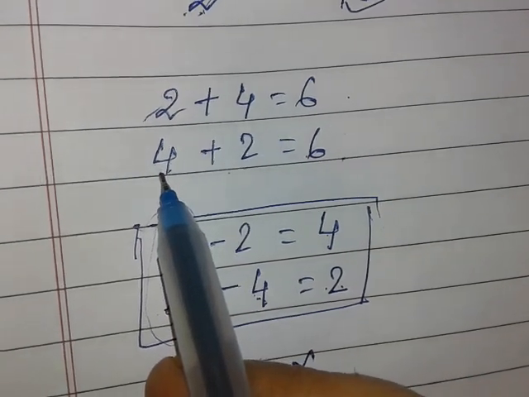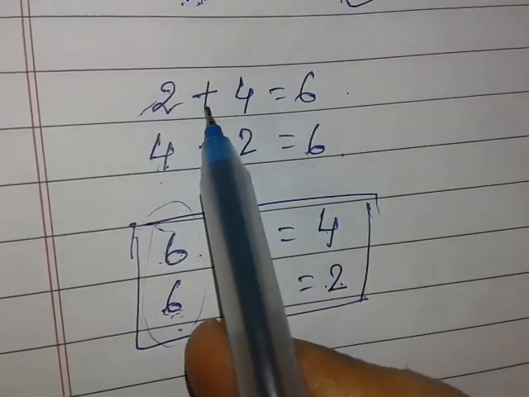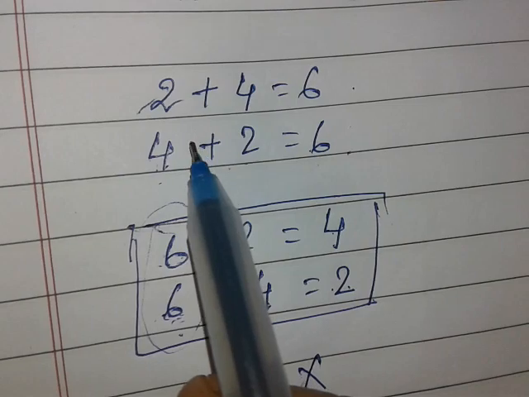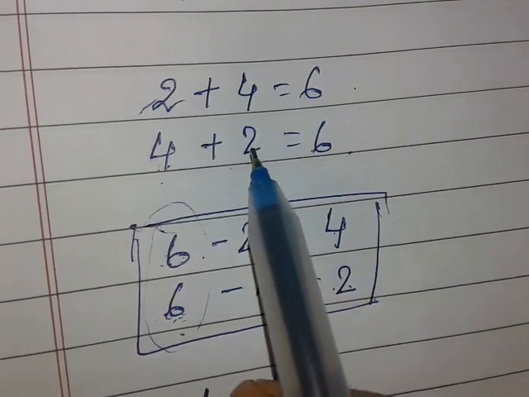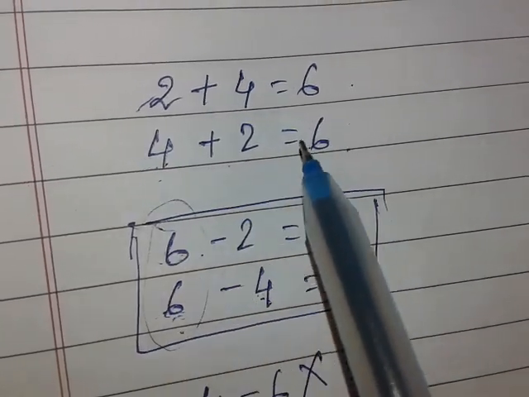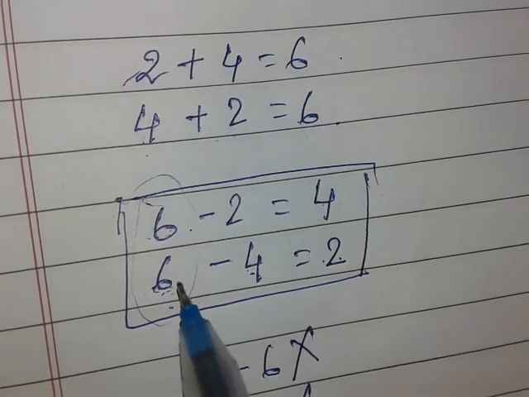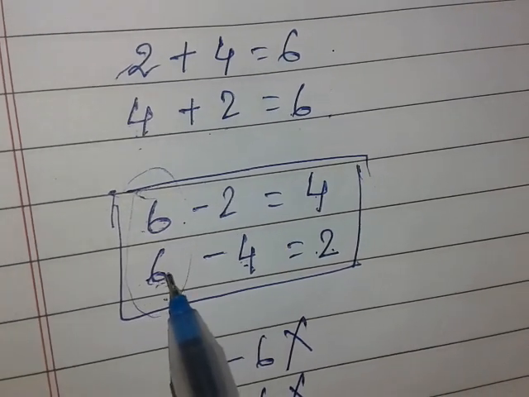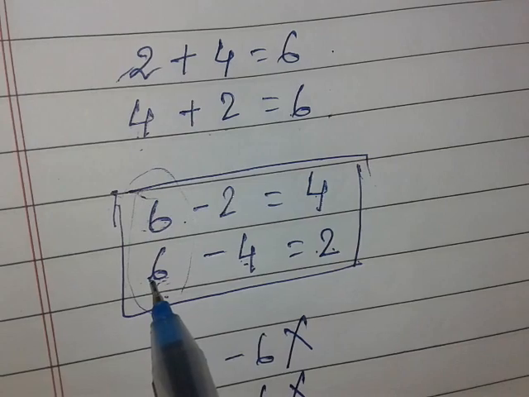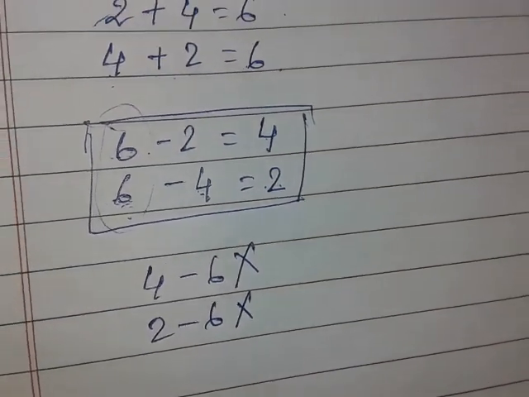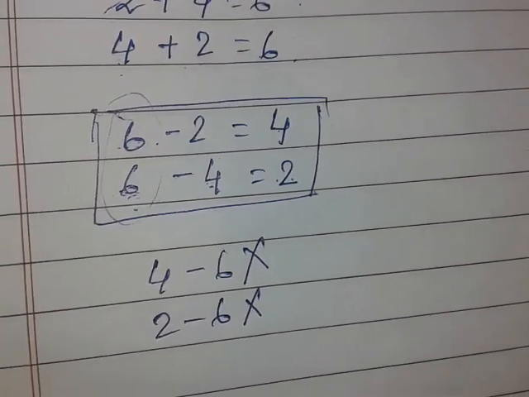Whereas while adding, it does not matter whether the bigger or smaller number is written first or second. For addition, it all means the same. But for subtraction, only a smaller number can be subtracted from a bigger number. I will give you some more examples, it will be clear.